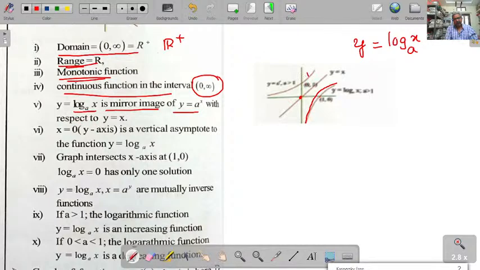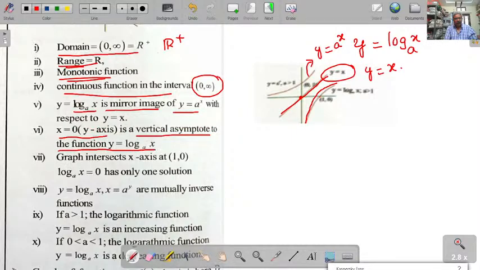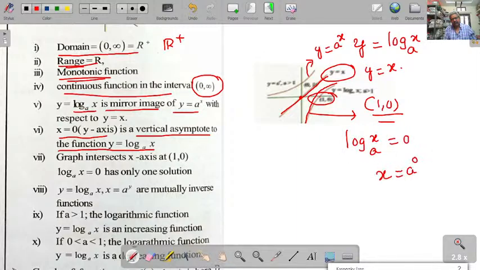Also, as already discussed, y is equal to log x to the base a is a mirror image of y is equal to a power x with respect to the line which passes through the origin, that is y is equal to x. The y-axis, x is equal to 0, is the vertical asymptote to the function. This graph cuts the x-axis at 1, 0. That means log x to the base a is equal to 0 means x is equal to a to the power of 0, which is 1. It has only one solution.